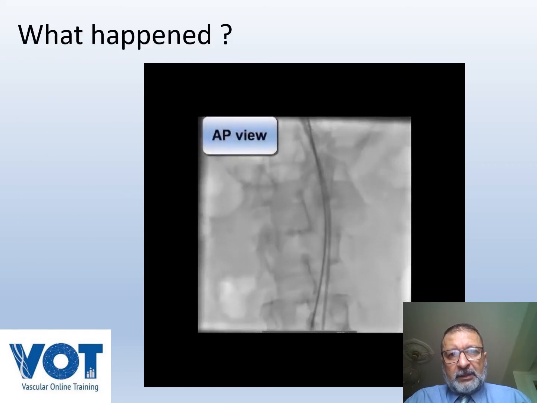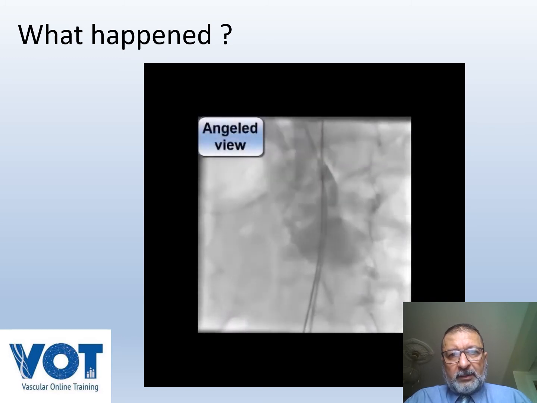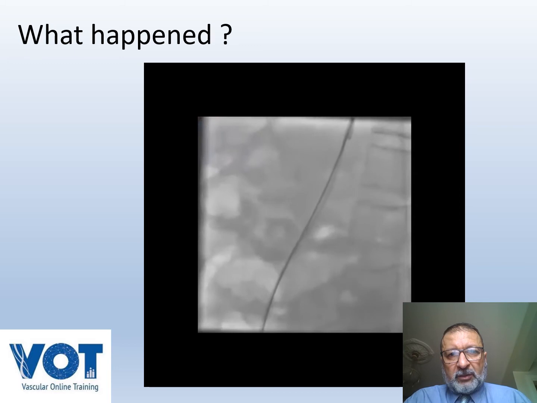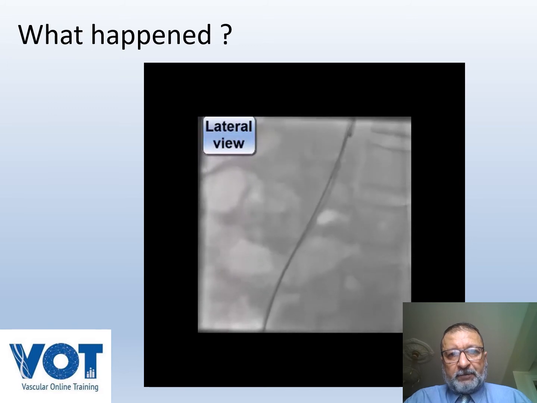As you can see, this is the AP view of this 9 cm aneurysm after putting a super stiff guide wire. And this is the angulation on the lateral view. He has a very low ejection fraction, so you can see the blood going into the artery in very slow motion. And this is the lateral view.